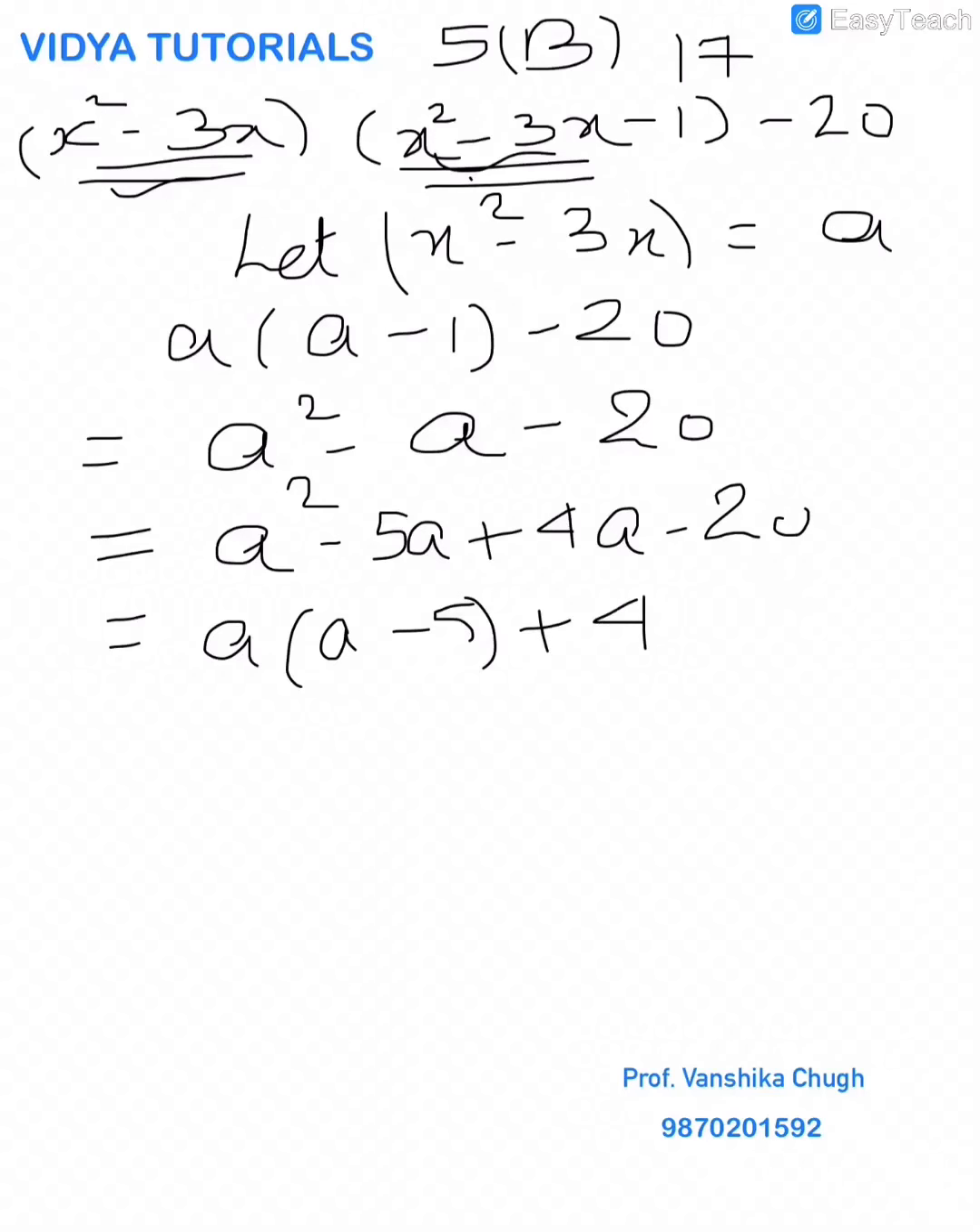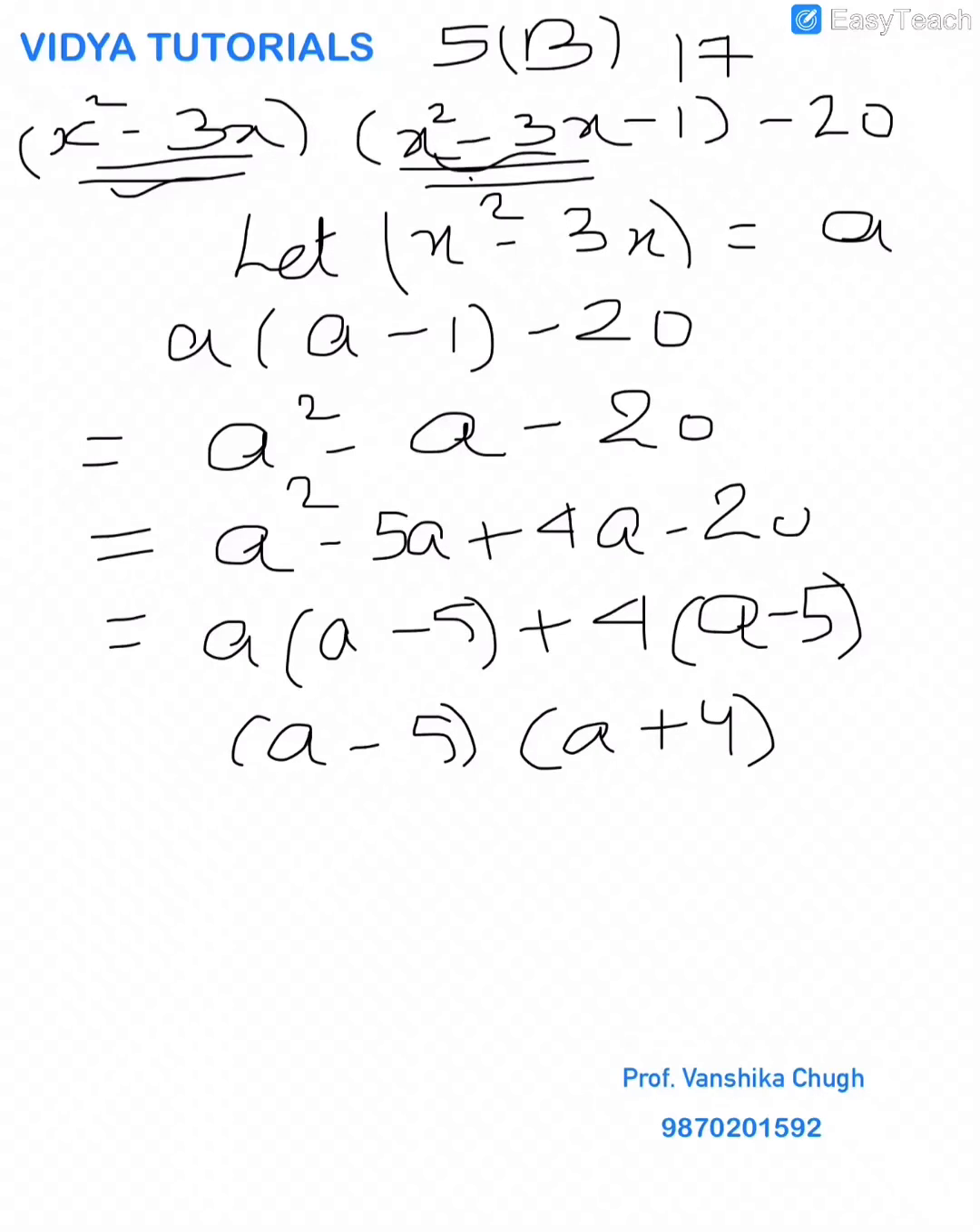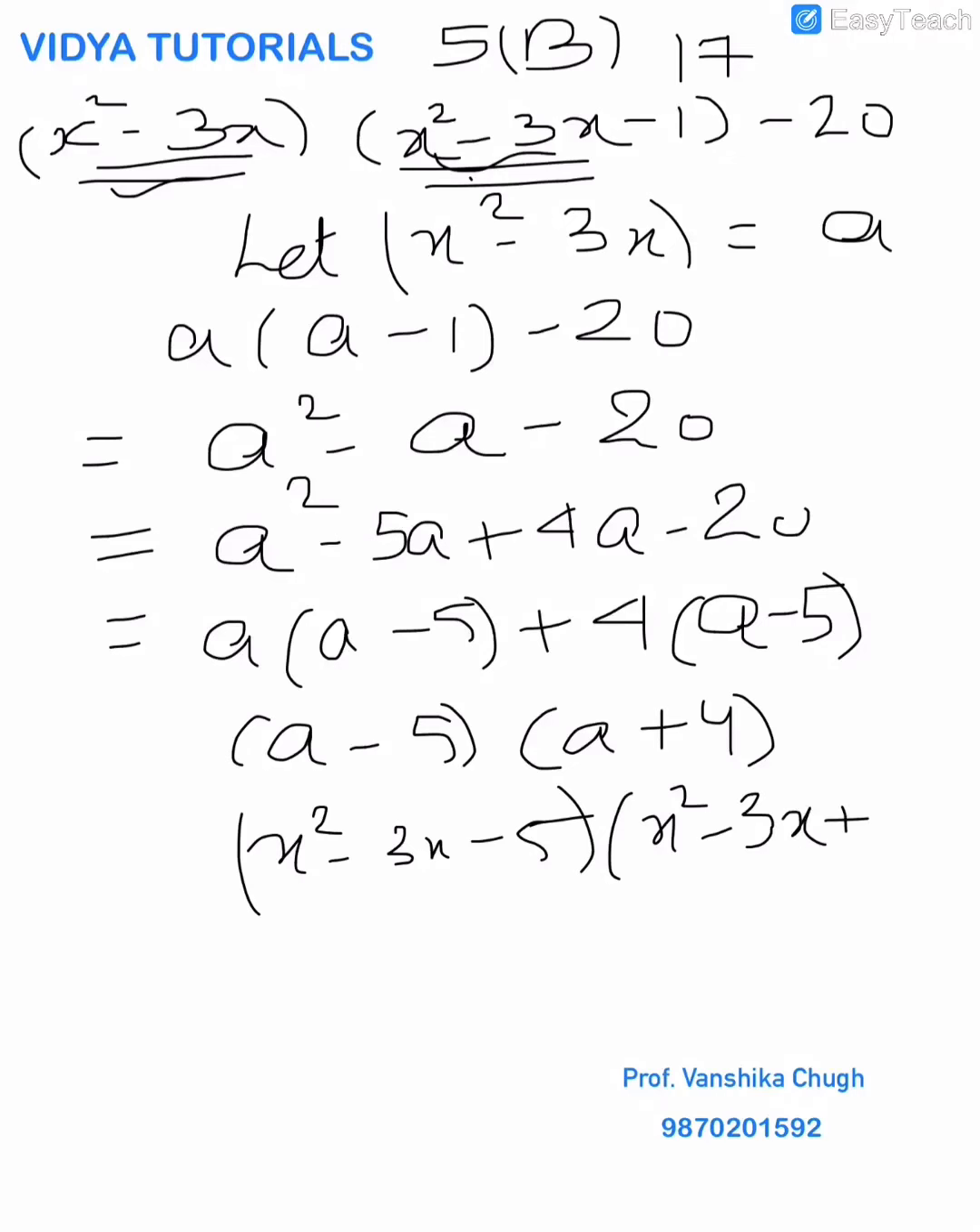here I can remove 4 common. I get a minus 5. My two brackets are a minus 5 and a plus 4. Now again I will substitute back what was my assumption. My assumption was x square minus 3x is equal to a. I will put it back over here. X square minus 3x minus 5 and x square minus 3x plus 4.